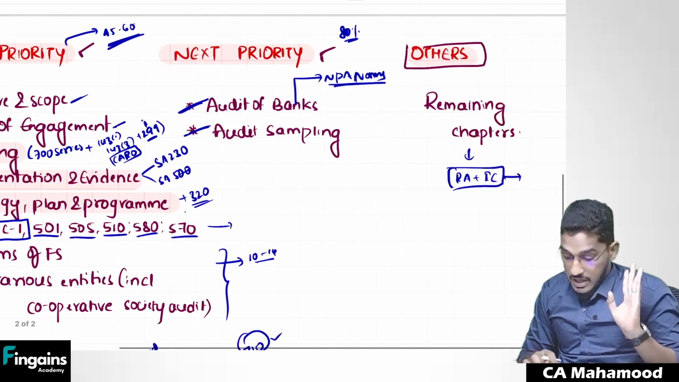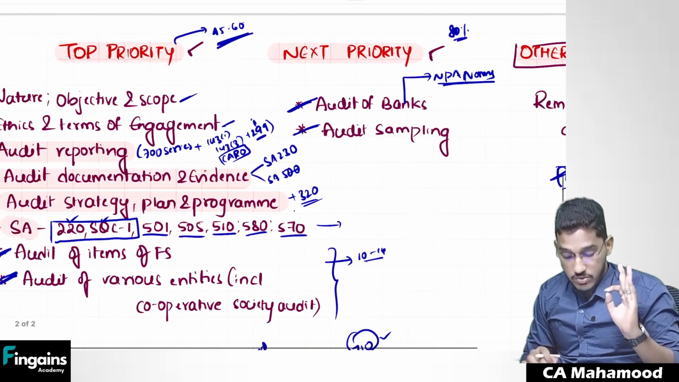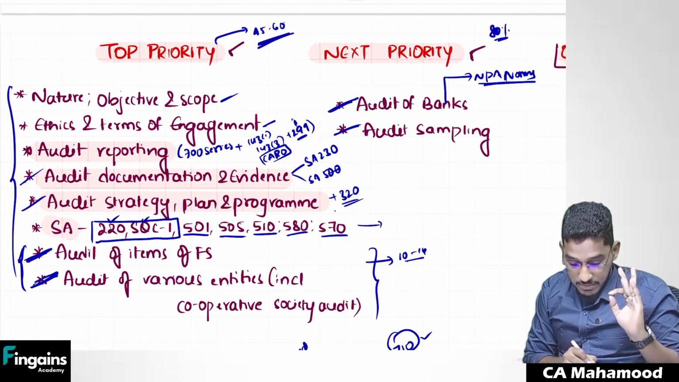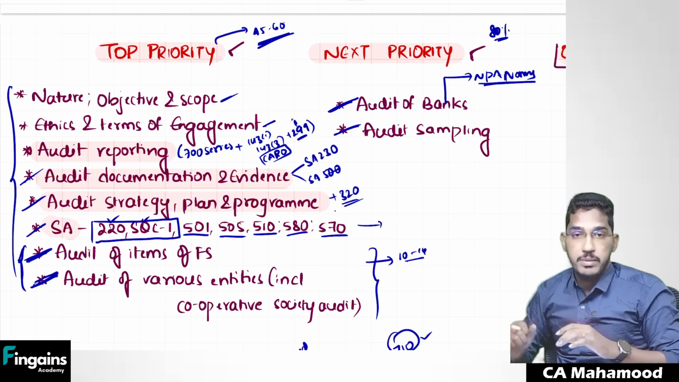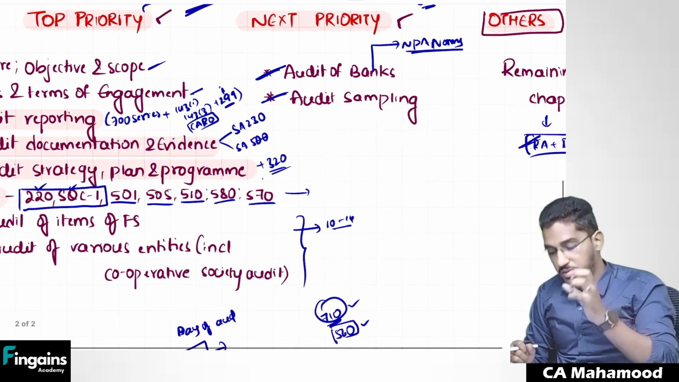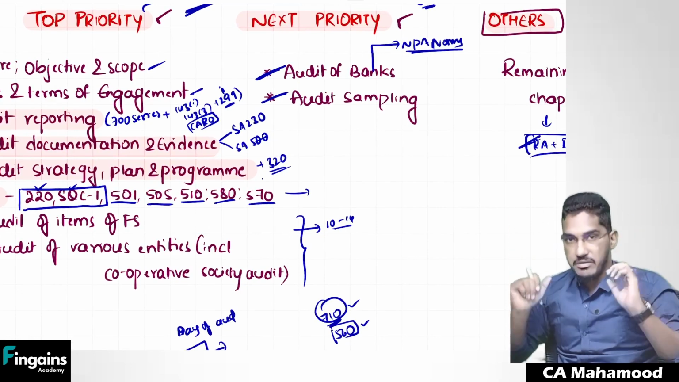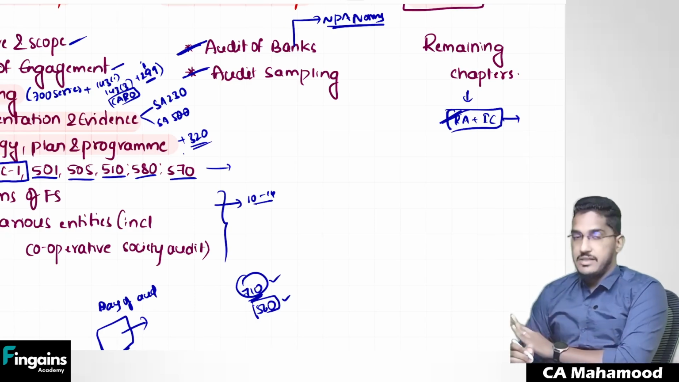The same time, if you could spend here, you will be able to cover in that short span of time 3 chapters. The time whatever you require for preparing for this risk assessment and internal control, within the same time you can complete 3 things: audit documentation, audit strategy, planning and program, and standards. All these 3 things you can complete in the time which you spent for preparing for risk assessment and internal control. So very complex, but weightage is also not so great. Limited weightage will be there. So that's why I have kept risk assessment and internal control as a last priority.